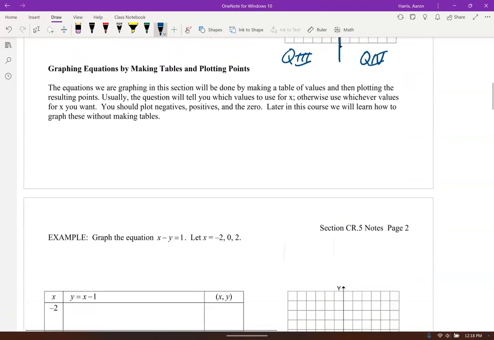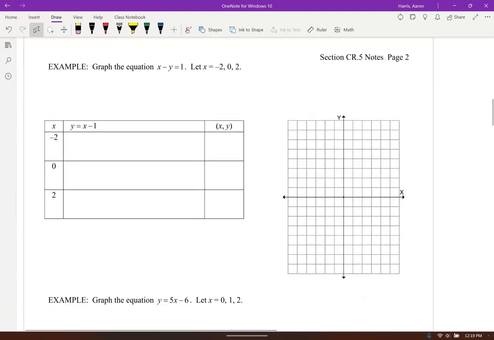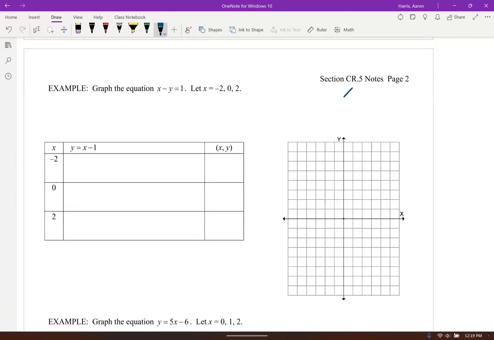All right, we're going to graph equations initially by plotting points. So let's go ahead and do these first ones. We're going to let x be -2, 0, and 2 for this equation, x minus y equals 1. I like to just make my own little table here, -2, 0, 2. And let's go ahead and let x be -2 first.